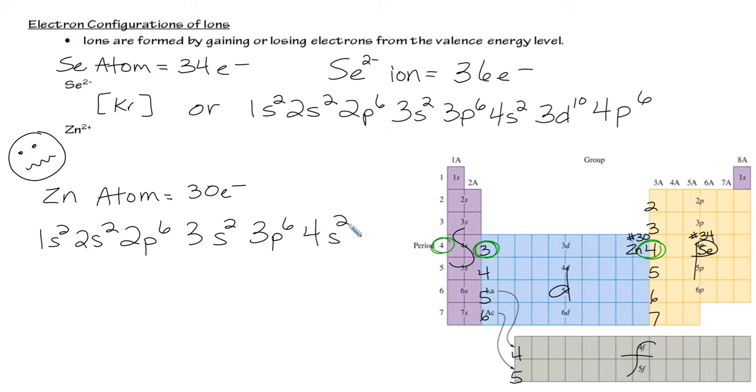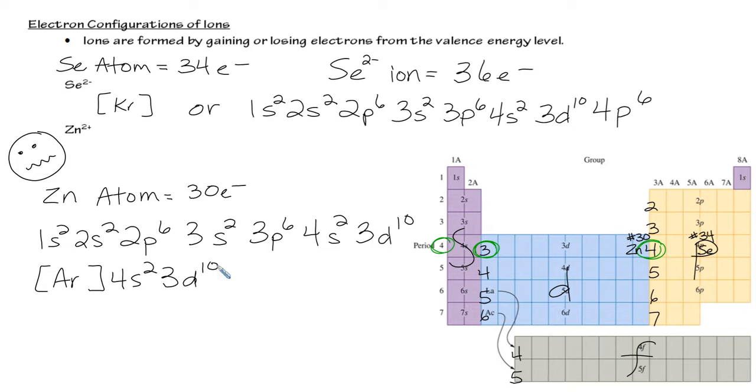4s2. Zinc is 3d10. Do I have 30 electrons? 2, 4, 10. Yep, 20, 30. Okay, so here's the zinc atom. And you could also have this in a shortcut. This would totally be acceptable. 30 electrons. If I go backwards, I would shorten this up with argon. And then all I have to do is start with 4s2, 3d10. Both are 1,000,000% acceptable.